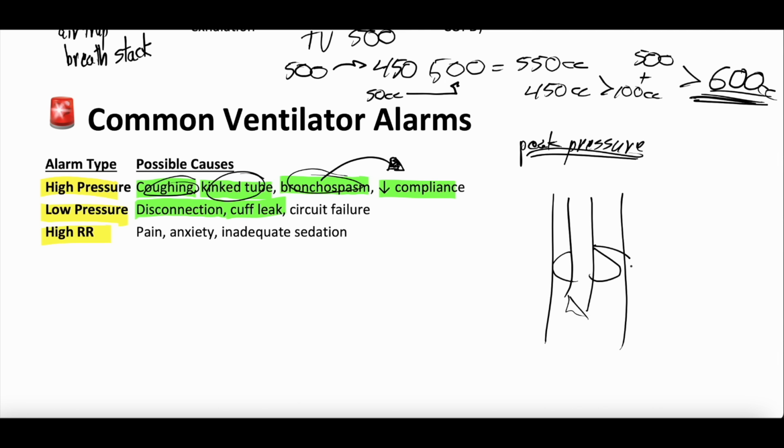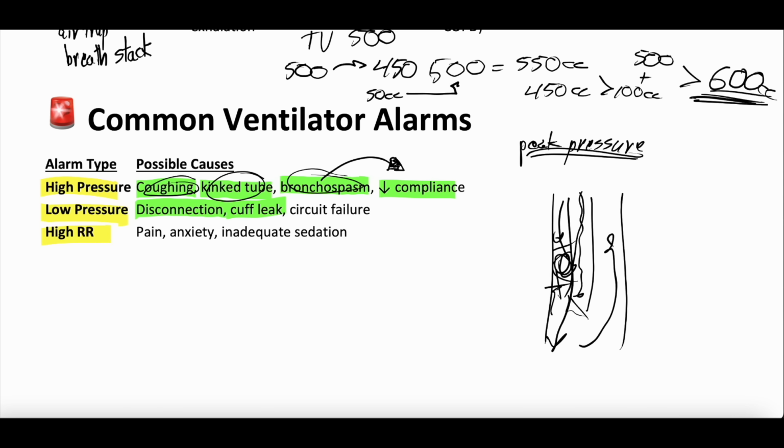So this cuff has to be inflated so it's touching the walls of the trachea so that air can't move past, in or out of the trachea, unless it goes through the endotracheal tube. But if that cuff is ruptured, they'll just lose all the volume that you pumped in through the ET tube and it'll just come right back out around the tube. So is there a cuff leak?